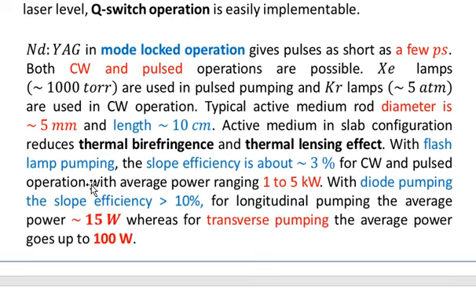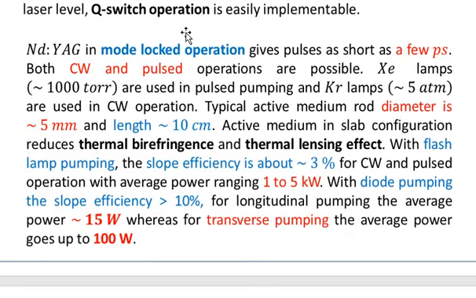With the flash lamp pumping, the slope efficiency is about 3%. The slope efficiency has also been discussed in much greater detail in one of the previous slides. So the slope efficiency is about 3% for CW and pulsed operation, with the average power ranging from 1 to 5 kilowatt. With the diode pumping, the slope efficiency is greater than 10%. For longitudinal pumping, the average power goes up to 15 watt, whereas for transverse pumping, the average power goes up to 100 watt.